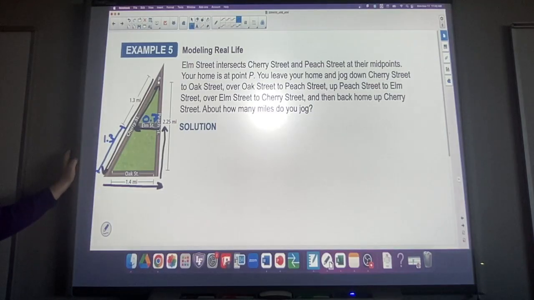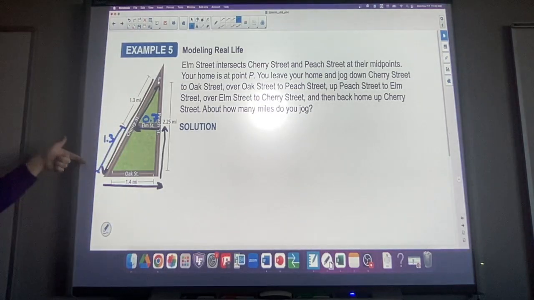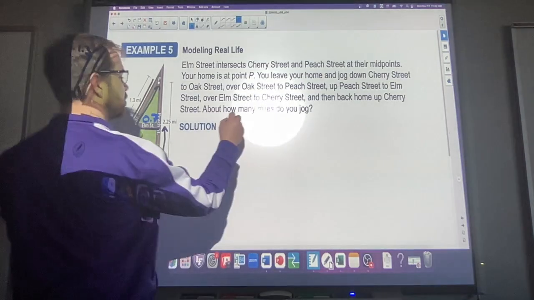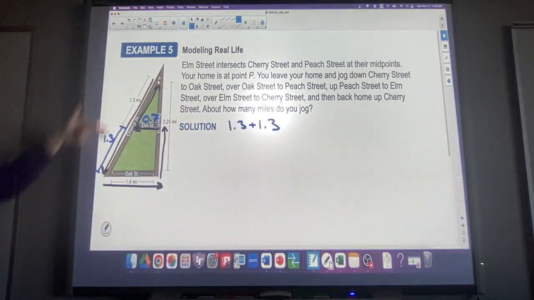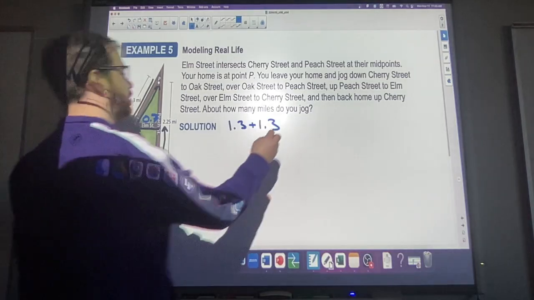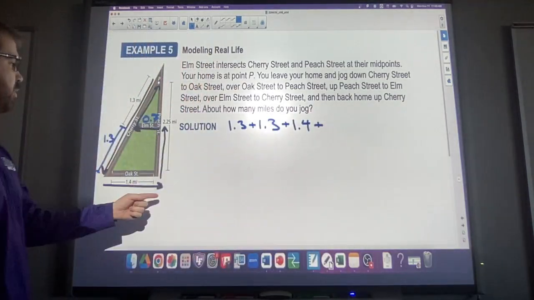All right, just add it up and see what we get. So our first leg is going to be 2.6. Well, I'll just write them both out. So the 1.3 and 1.3, that's our first leg here. And then we go across, plus 1.4. All right, and then we go up.